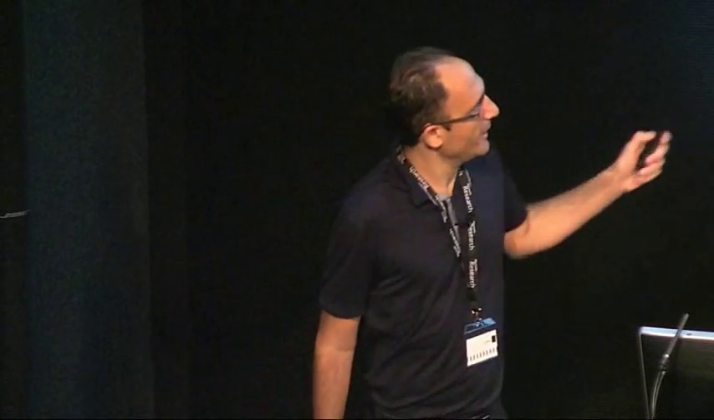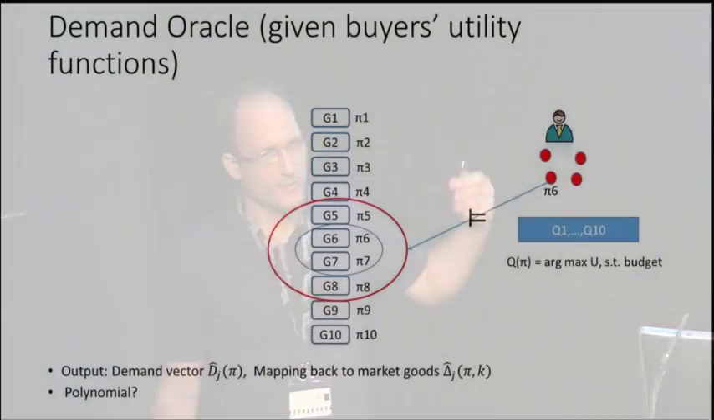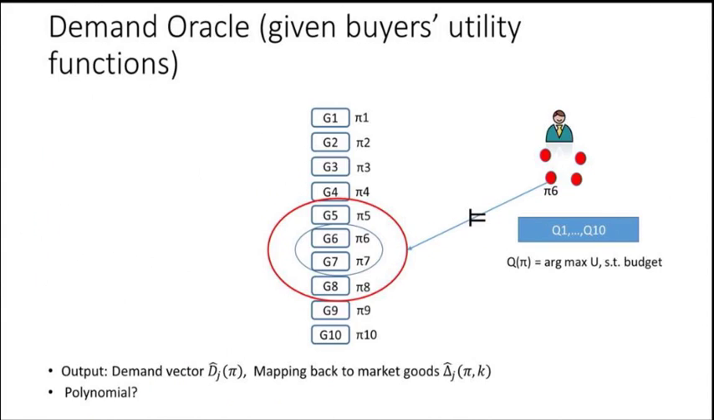Now, this would be polynomial if the utility maximization problem is polynomial. And for the utility elicitation purposes, we'll have to make strong assumptions over the utility functions. Under these assumptions, I will show that this computation is polynomial.